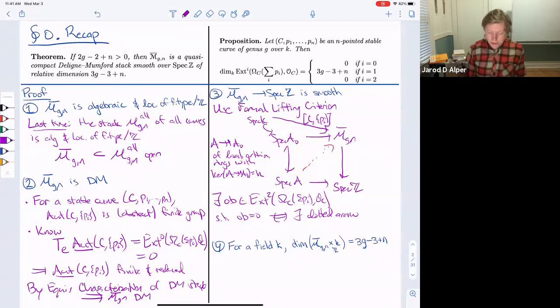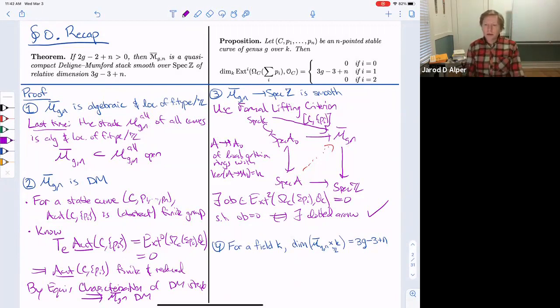But we know that the entire Ext^2 group is 0, so therefore the element is 0. So we win, and there always exists this dotted arrow, which means that the stack of stable curves is unobstructed and it's smooth.